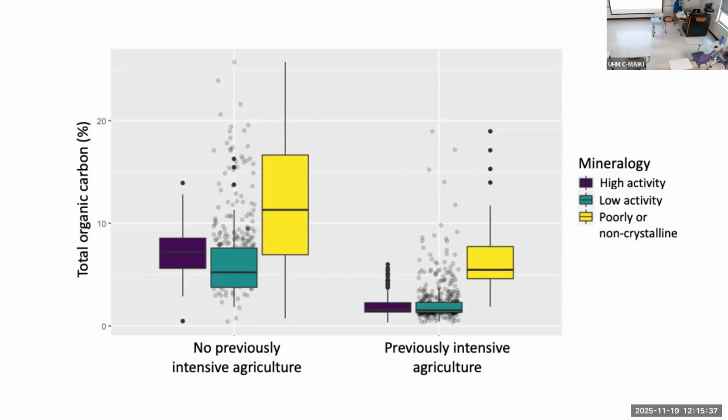So our high activity, what we call high activity soils have proportionately more 2-to-1 clays, such as smectite, low activity, more 1-to-1 and iron aluminum oxide. And then your poorly or non-crystalline is what you think about in terms of your volcanic soils that have more of the amorphous or poorly or non-crystalline mineralogy.